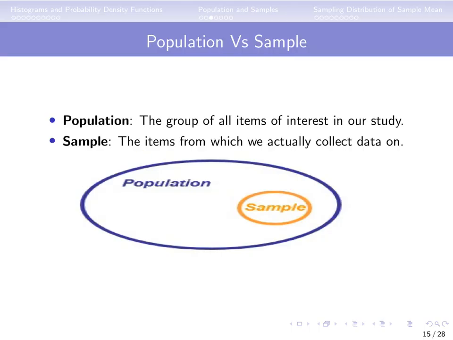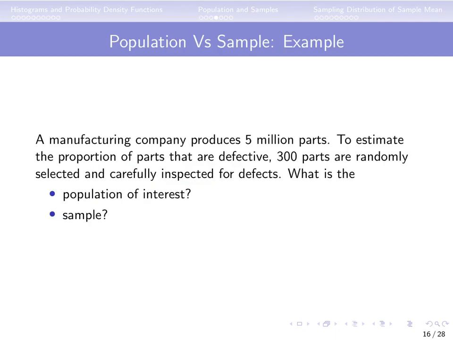The sample are the items from which we actually collect data. Ideally, the sample should be a random sample. If you have a random sample, then it will be viewed as a representative sample of the population. And typically we want this to be a pretty large sample. This is the group from which we actually collect data, because we can't get data from every single item in the population.